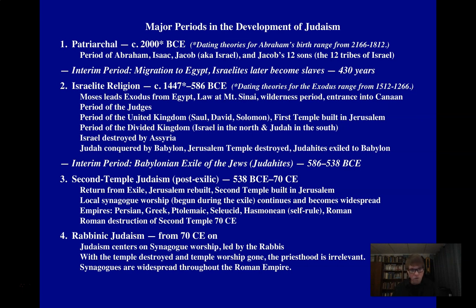After this revolt, the priests are punished. The temple is completely destroyed, taken apart stone by stone. That's the end of the Second Temple. So obviously that's the end of the Second Temple period in Second Temple Judaism.